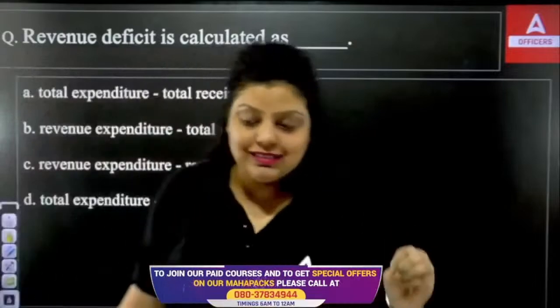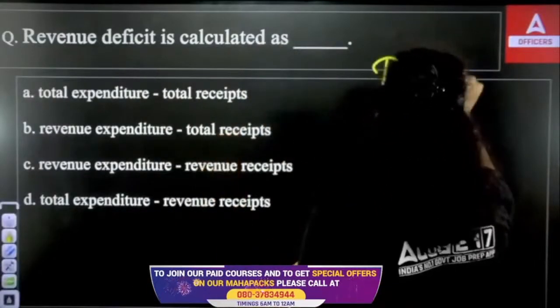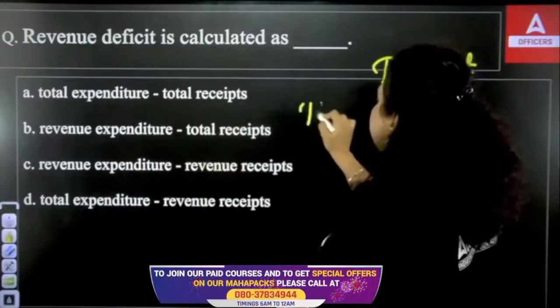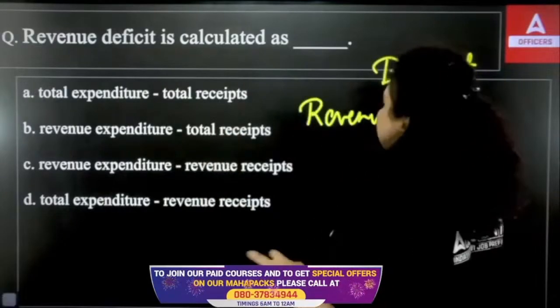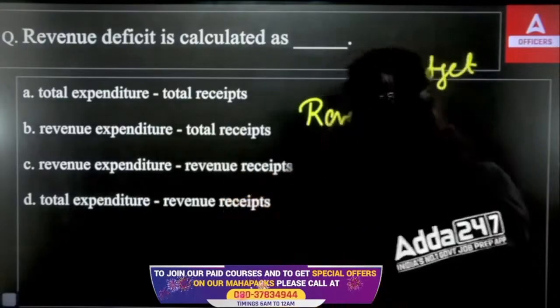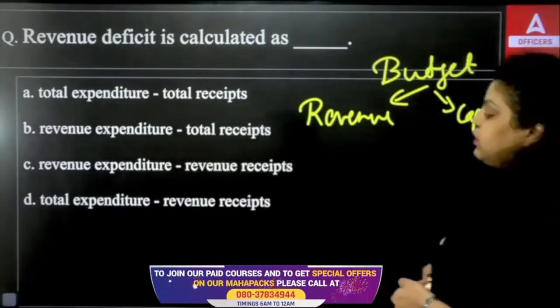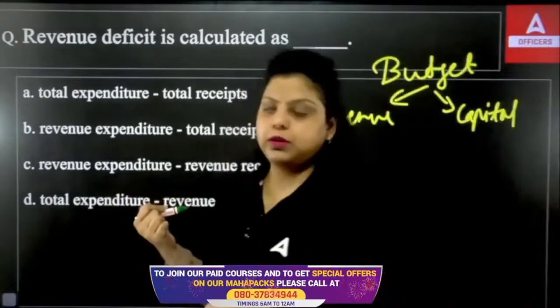I will give you the understanding of what revenue deficit means. Actually, the budget has two components. The first one is the revenue budget. The revenue budget is the short-term budget of the government of India, which talks about daily income and expenditure. Then we have the second component, the capital budget. The capital budget is a long-term budget which talks about the long-term income and expenditure of the government of India.